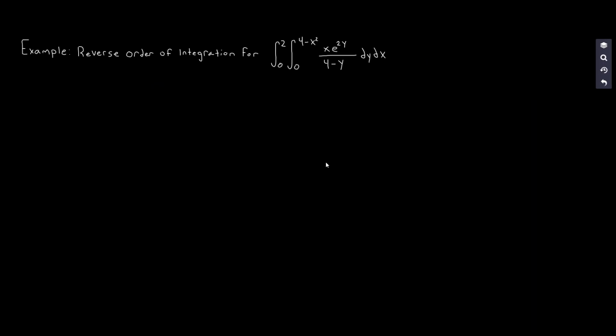We indeed want to do another problem. This one says to reverse the order of integration for the integral from 0 to 2 of the integral from 0 to 4 minus x squared of x times Euler's number raised to the power of 2y over 4 minus y, integrated with respect to y and then with respect to x. Well, the first thing that we want to do is find the region.